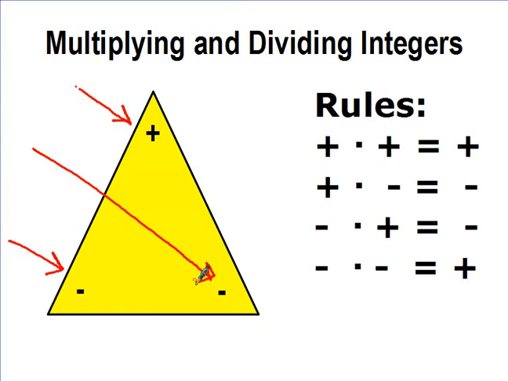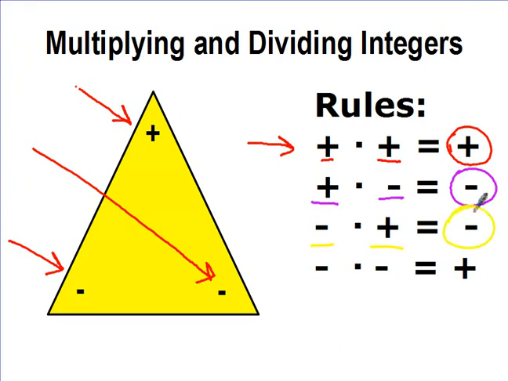So these are the rules. First one, a positive times a positive will give me a positive answer. A positive times a negative, one of each sign, gives me a negative answer. A negative times a positive will also give me a negative answer, one of each. And last, a negative times a negative will give me a positive.